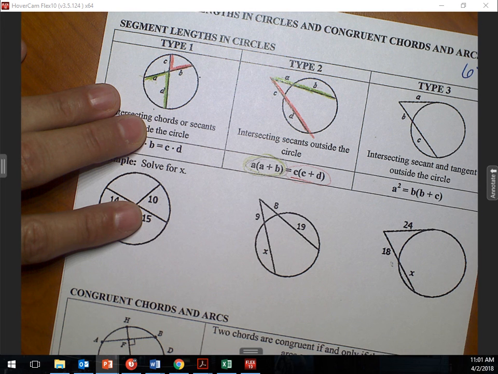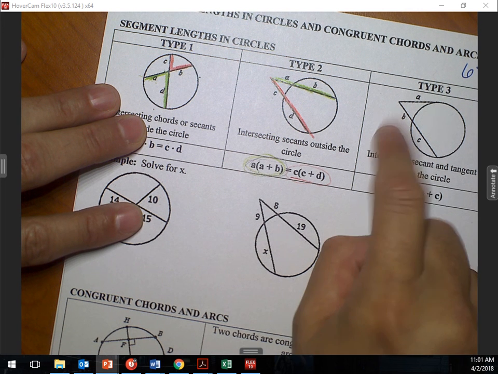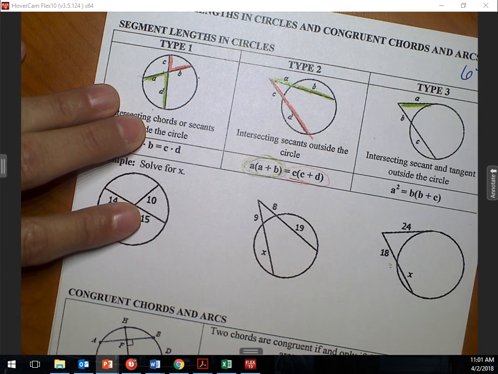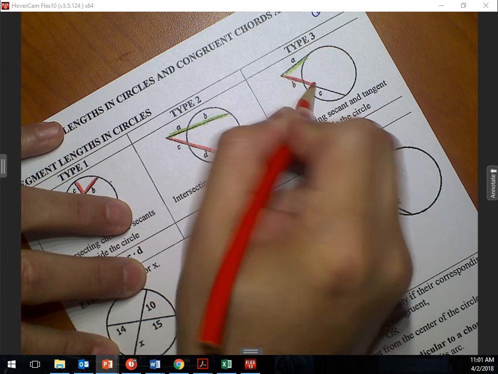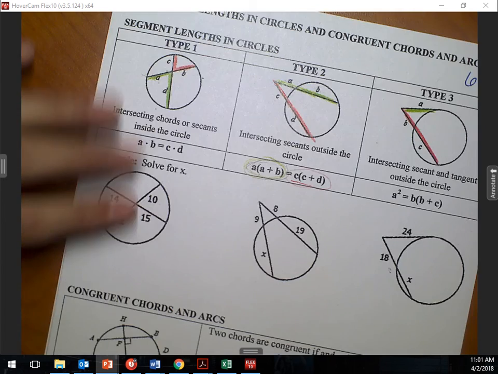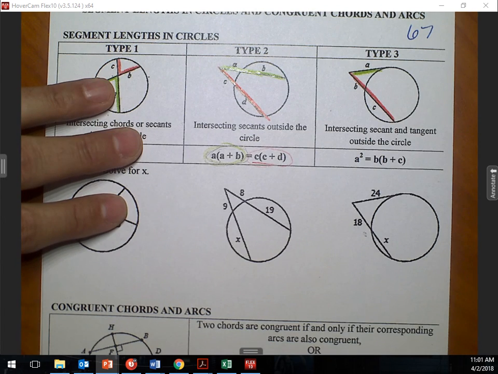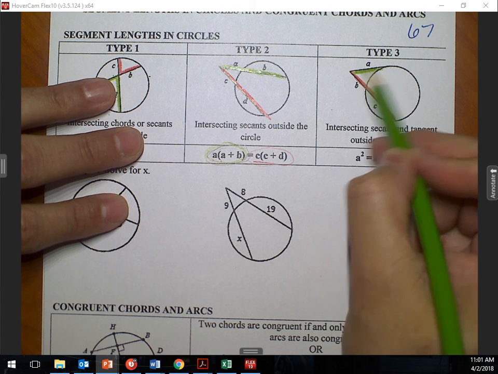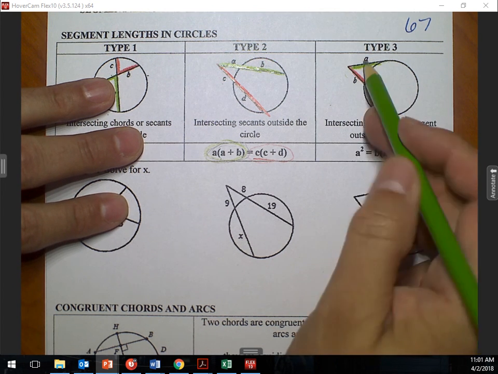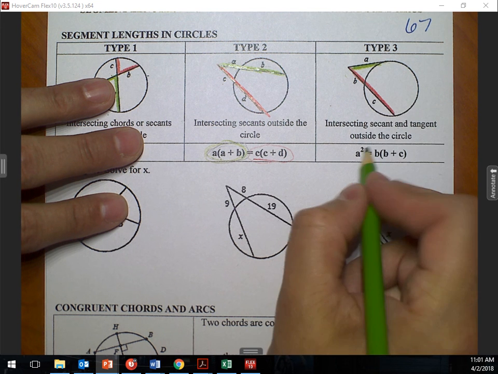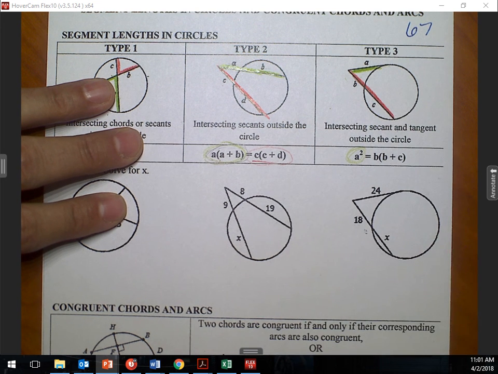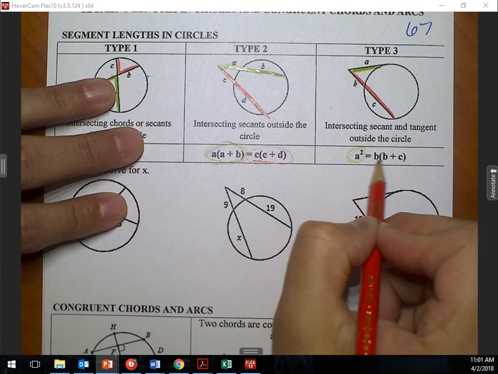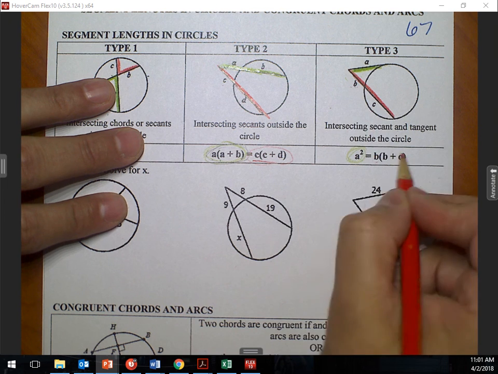And now, on this next one right here, this is also intersecting on the outside. So since this is intersecting on the outside, I get my outside piece, my little piece. This is a tangent, and this is a secant. So the tangent is A squared, and my secant is just like the secant on the other side. My B, which is on the outside, times B plus C.